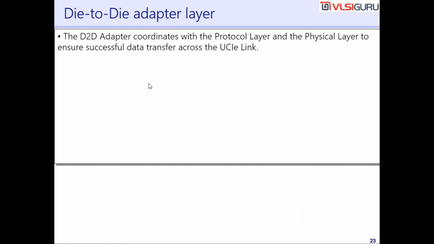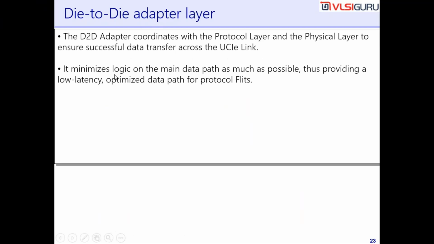Let's briefly talk about the die-to-die adapter layer. The die-to-die adapter layer coordinates with the protocol layer and physical layer to ensure successful data transfer. Its responsibility is to make sure that whatever information needs to be sent to the other die is sent successfully. It minimizes the logic in the main data path as much as possible, thus providing a low latency optimized data path for protocol flits. There is a sideband which is used for all the sideband communication, so the main data path is only for sending the protocol flits.